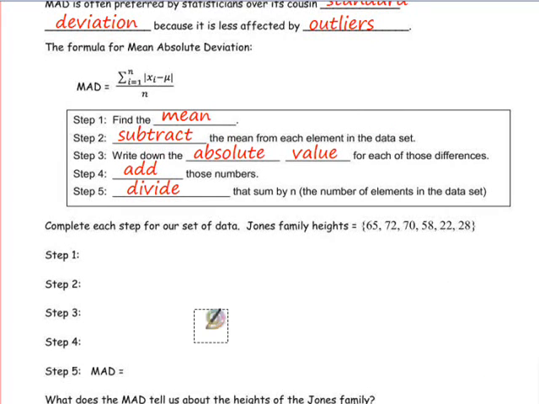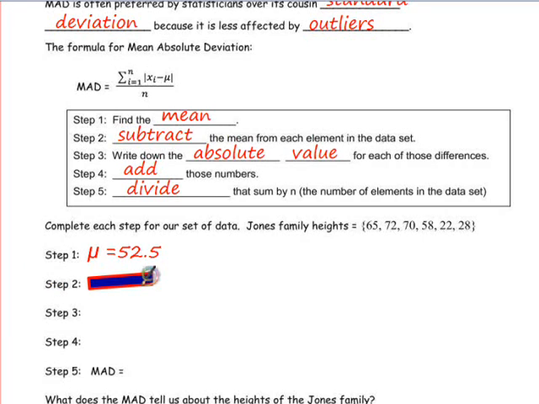Okay, so we're going to complete each step for our set of data with the Jones family heights. Okay, so step 1, we already did that. We found that the average was 52.5. Step 2, we're going to subtract. So go ahead and take a second, pause the video here, and subtract 52.5 from each of those sets. Pause the video now, please.